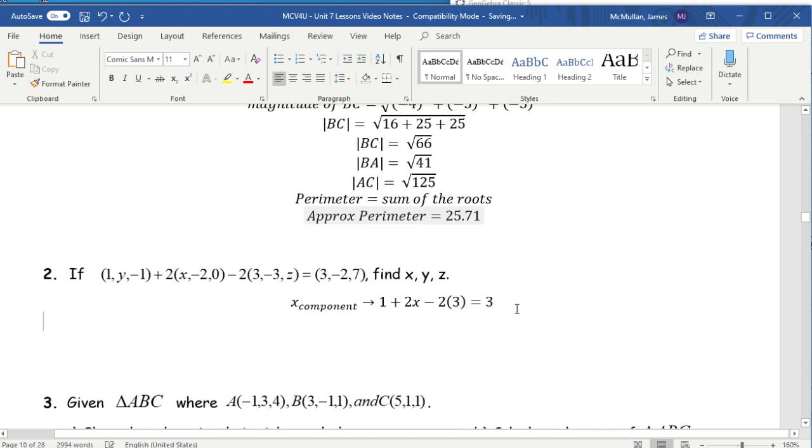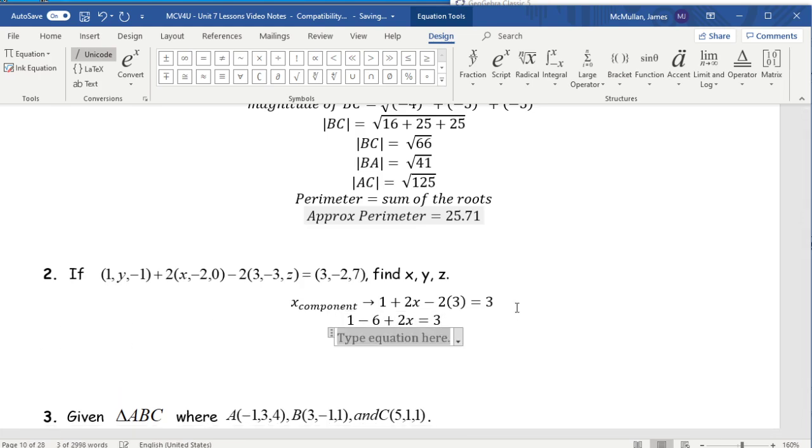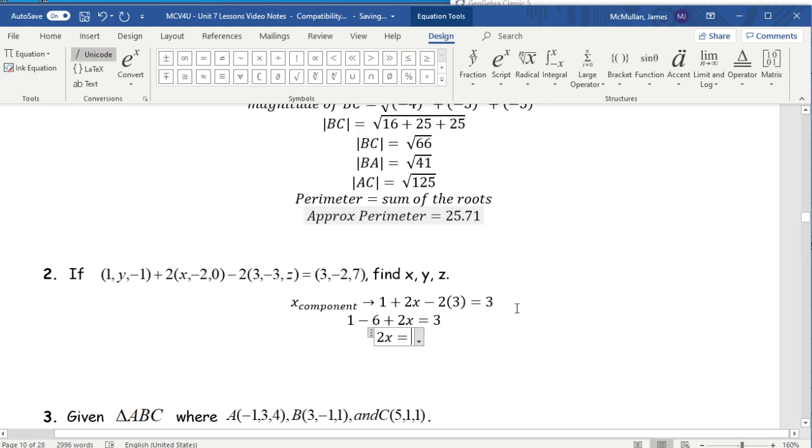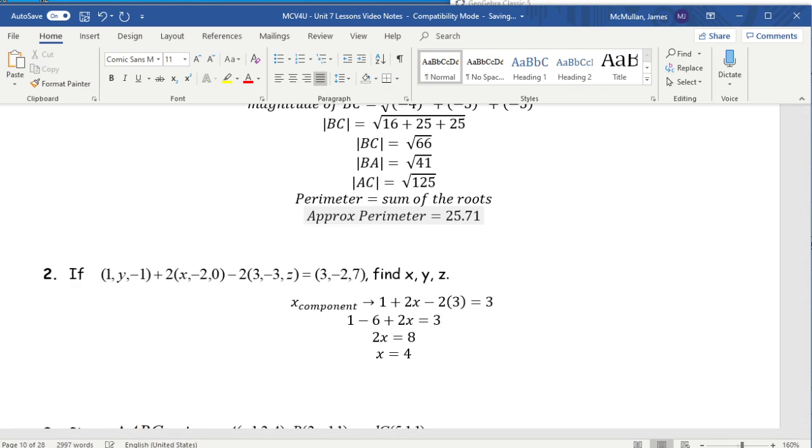Okay, so what do I get here? 1 take away 6 plus 2x equals 3. Therefore, 2x is equal to 9 take away 1, which is 8. X equal to 4. Okay.